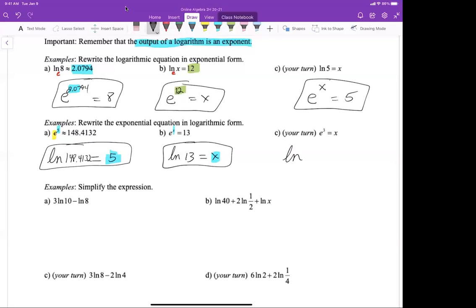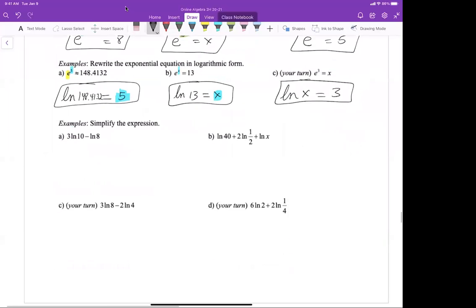Welcome back. Again, the output of a log is the exponent. And so the output is going to be 3. The base is e, and my input will be x. E to what power is equal to x? That's how you would read that. All right, simplify the expression.